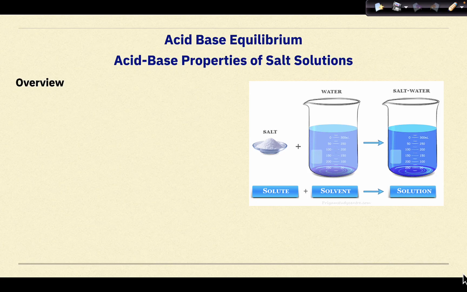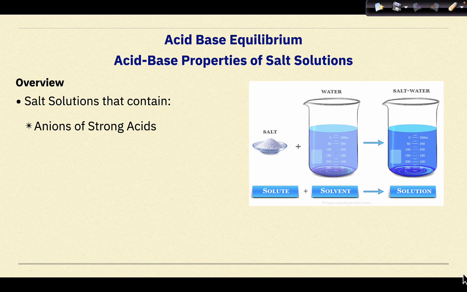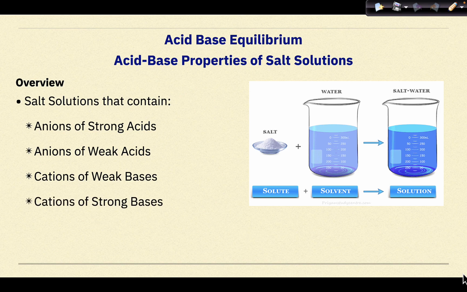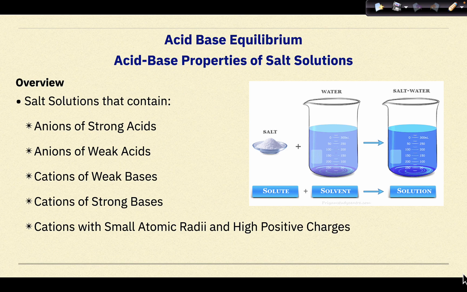Acid-base equilibrium. Acid-base properties of salt solutions. In this tutorial, we will be going over salt solutions that contain anions of strong acids, anions of weak acids, cations of weak bases, cations of strong bases, and finally cations with small atomic radii and high positive charges.